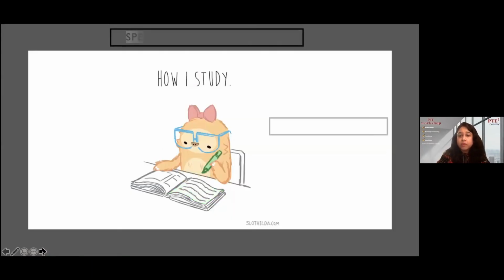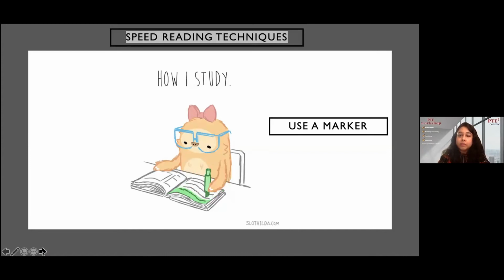Another way of improving is to use a marker. Now, this is not very specific to PTE. This is a very general suggestion because in PTE, you don't have the opportunity to highlight areas.